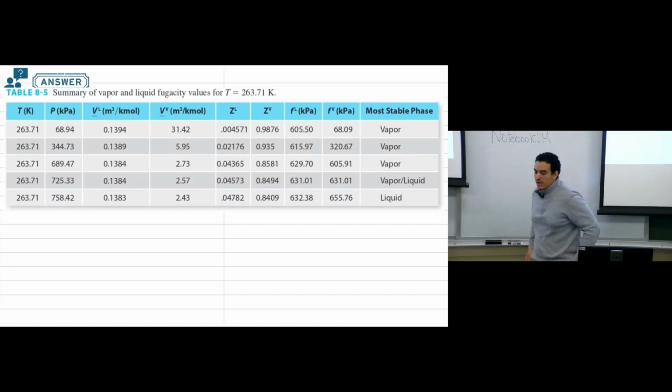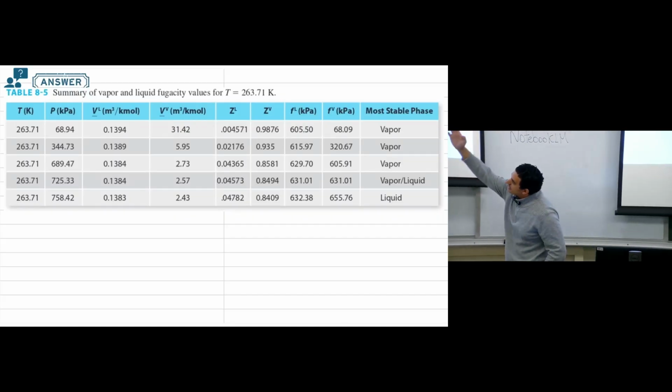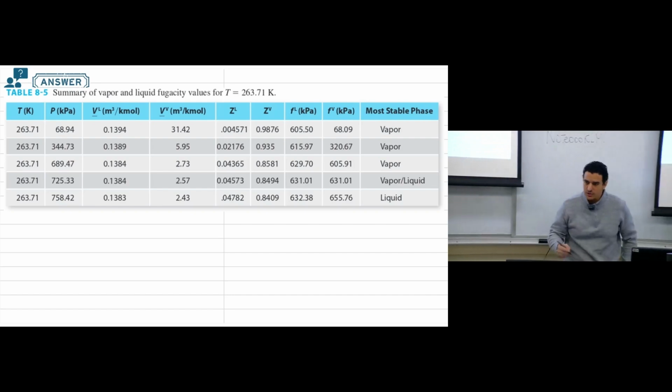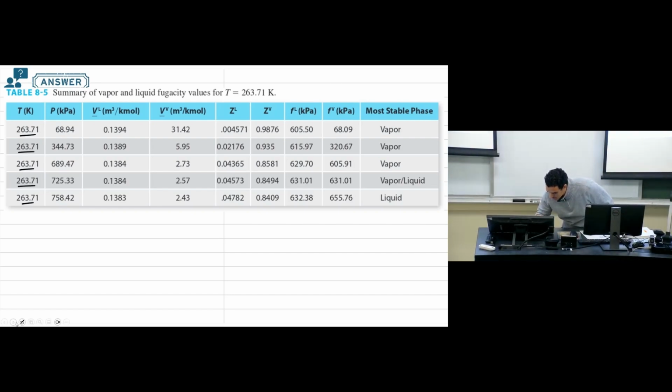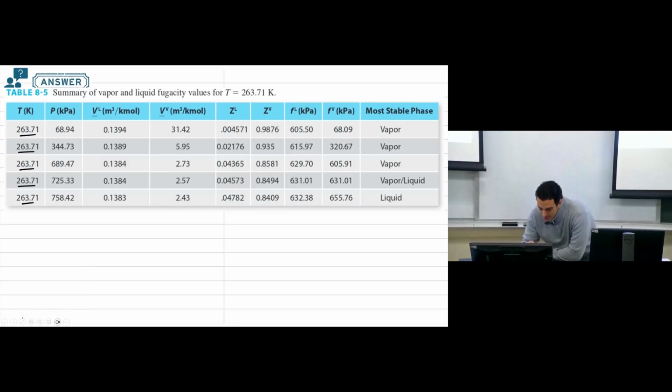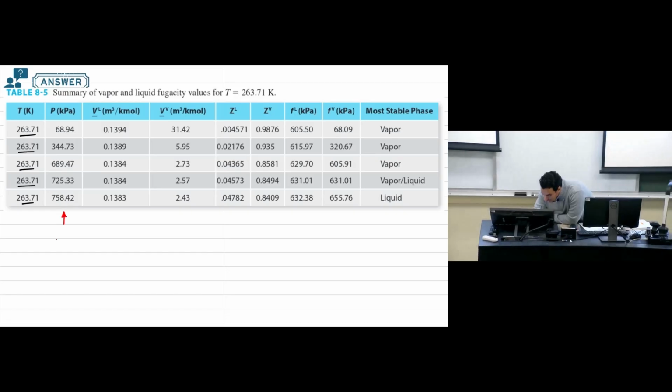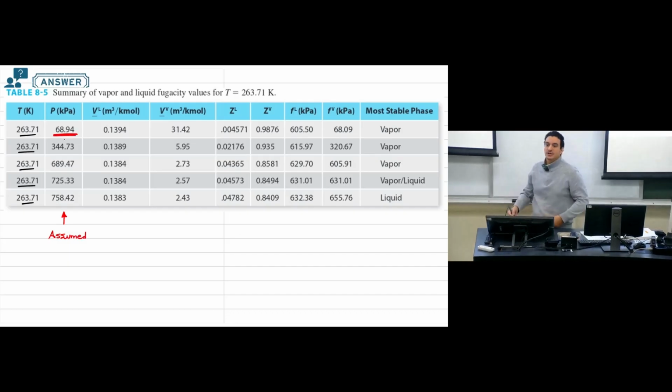So this is the table we have in the textbook. This table gives you the temperature. The first column is the temperature. And in this problem, there is no change in the temperature. All temperature values are the same. Okay, and you have pressure, and these values are assumed. This one, this is what we solved right now, okay?